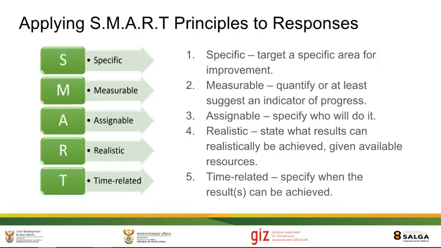Think of responses that are specific by targeting a specific area for improvement in your area. Responses which are measurable or at least suggest an indicator of progress. Think of responses which can be assigned to a specific implementer. Responses that are realistic and achievable given your available resources. As well as considering that projects must also have clear timeframes, specifying when the results can be achieved.